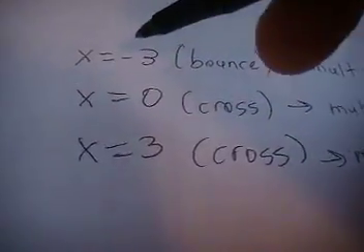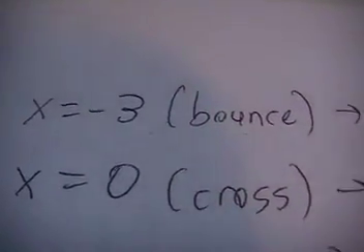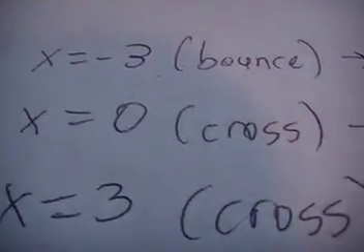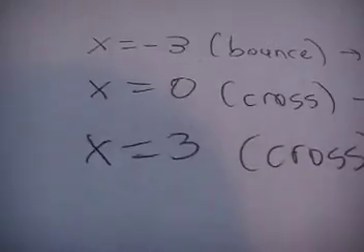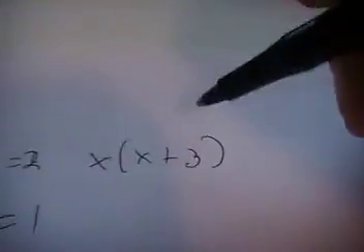So if we change these zeros to factors, you would get x plus 3 for the x equals negative 3. X equals 0 would literally be x minus 0, but that could just be x. X minus 0 is the same thing as x. And then x equals 3 can be x minus 3.